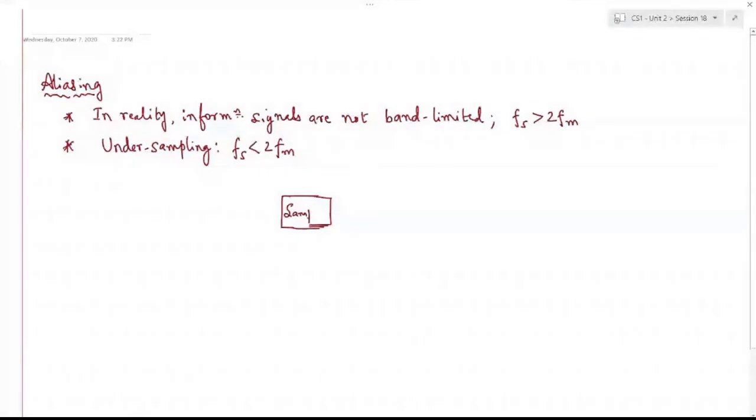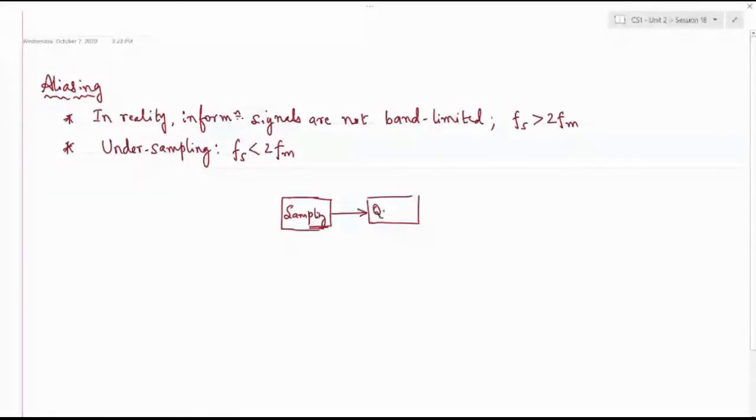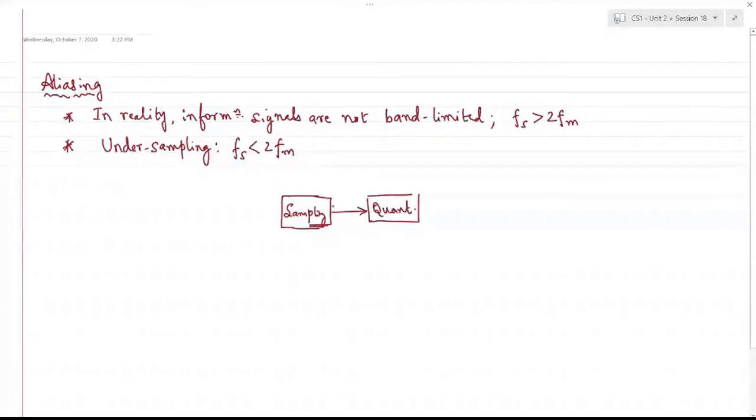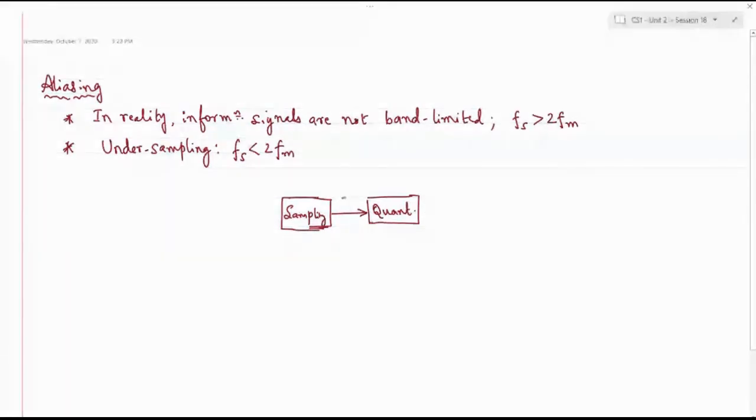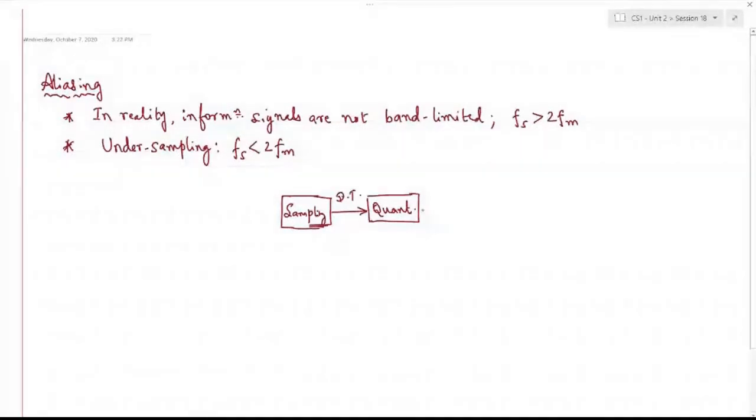After sampling, we go with quantization. Sampling will give you discretization of the signal in the time domain. The quantization block will give you the output discrete in its amplitude. So the output of sampling is discrete in time, and this will give you discrete in amplitude.